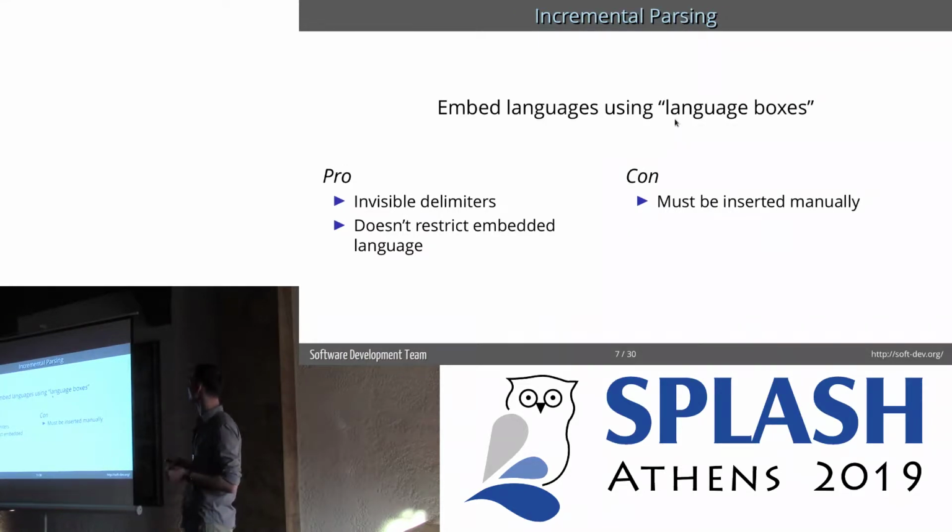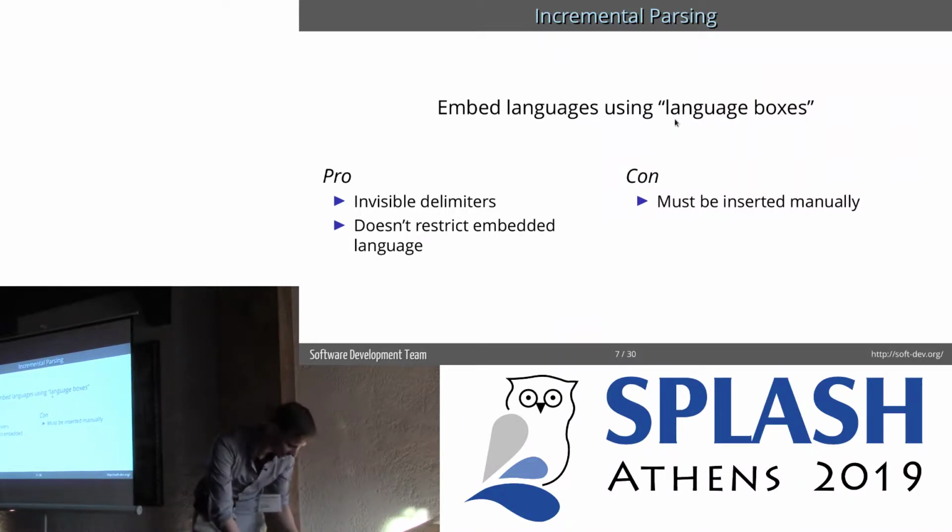Finally, another approach, incremental parsing, which is what we're using. An incremental parser parses input as the user types it out. So after every key press, we get a new, fresh, updated parse tree, and we can combine this with language boxes to embed languages. And a language box is essentially the same as the delimiter-based approach, except that the delimiters are completely invisible, which means they don't clutter our input, and they also don't restrict our embedded language. However, the big problem with language boxes is they must be inserted explicitly by the user.